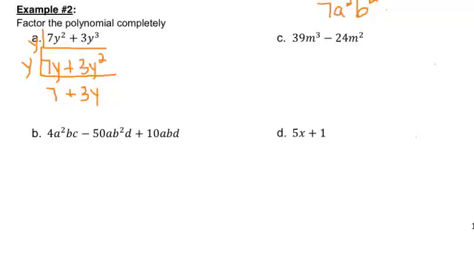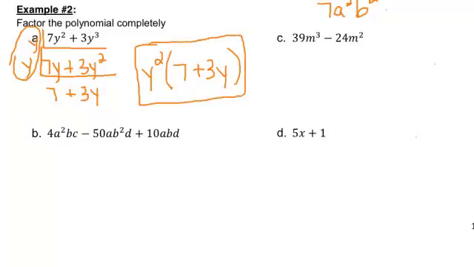Our factored answer is what we divided out, so this is going to be y squared. And then inside the parentheses is 7 plus 3y. Now we can check our answer by distributing. If we distribute the y squared, we get 7y squared plus 3y to the third power, which is exactly what we started with. So this is our final factored answer.